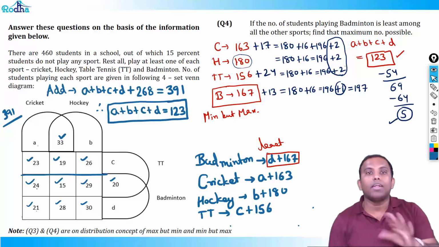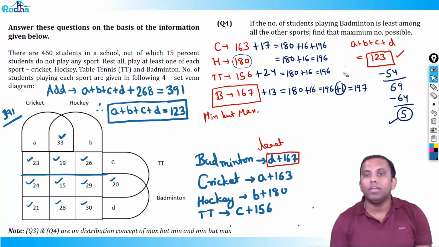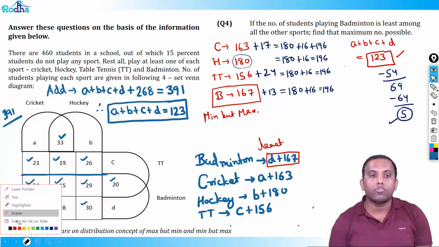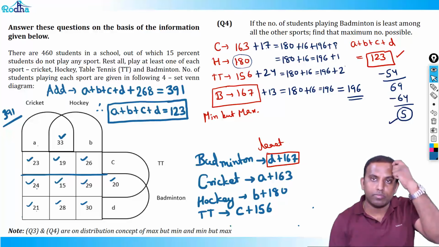That means I can't give any one chocolate to B. So what is the answer in that case? If I can't give any one chocolate to B, that means for B it is finished, right? Answer for B is how much? Answer for B is 196. That's it. Now this 5 you can distribute. You can give like 2 to TT, or 1 here, or 1 here, right? It's okay. You can distribute all these 5 chocolates, or 2 here, right?